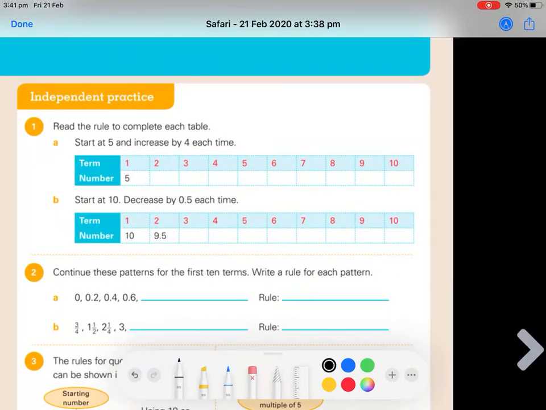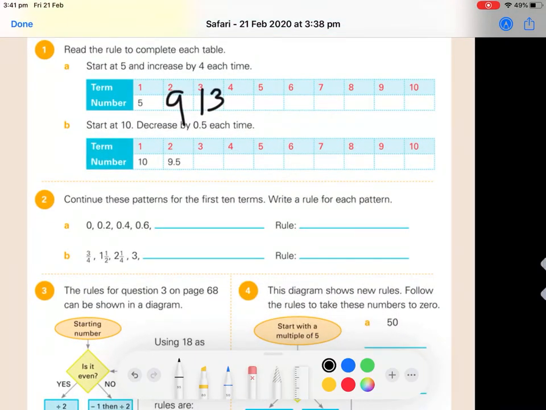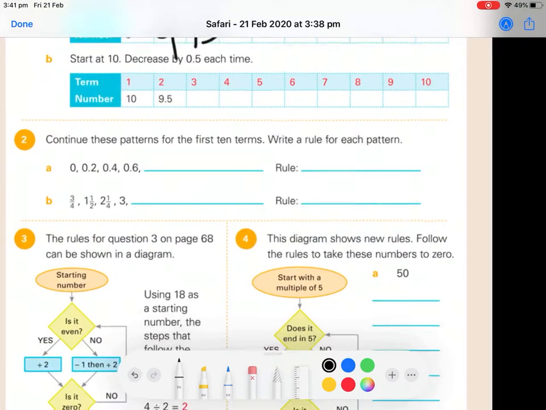Moving on here, we've got read the rule to complete each table. Start at 5 and increase by 4 each time. So again, I'm just going to use my fingers. 5, 6, 7, 8, 9 is our second one. 10, 11, 12, 13. And I'm going to keep going on with that pattern. B is start at 10, decrease by 0.5 each time.